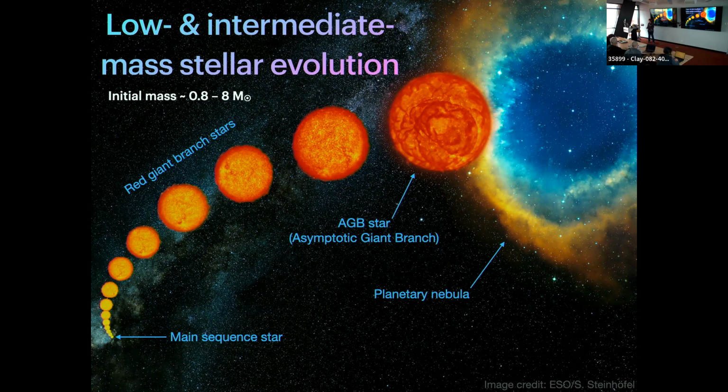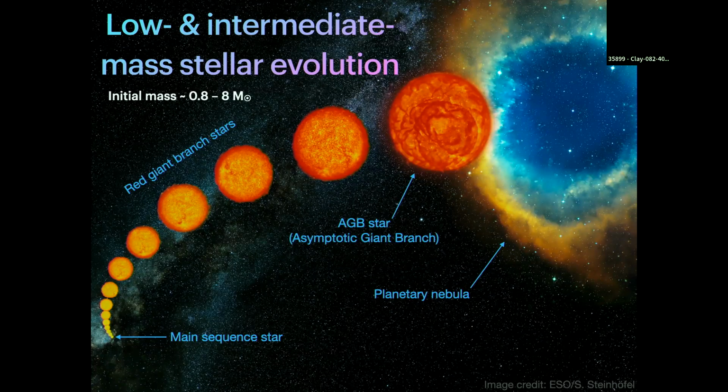One of the key parameters that we want to understand is mass loss rate, so how quickly they're ejecting material. And then I'm also interested in what type of dust, what type of molecules, what abundances of things.